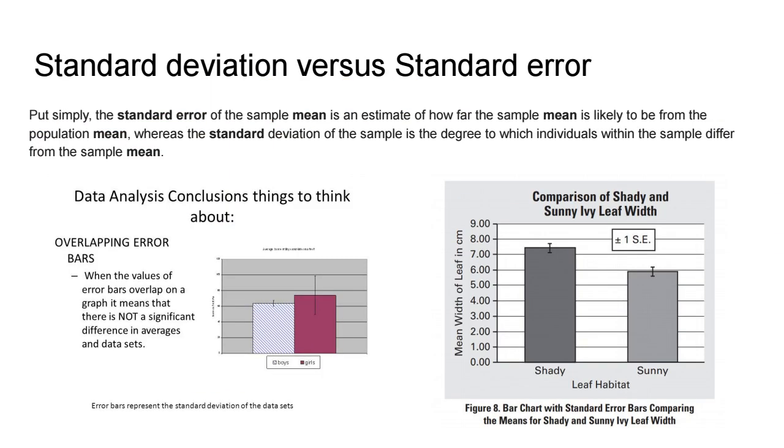So now let's do a little review. What is the difference between standard deviation and standard error? Standard error of the sample mean is an estimate of how far the sample mean is likely to be from the population mean, whereas standard deviation is the degree to which individuals within the sample are different from the sample mean. So let's look at these graphs down here.